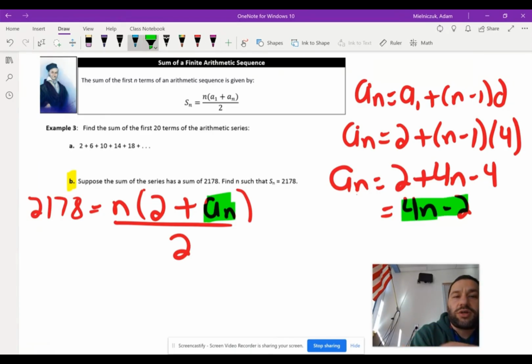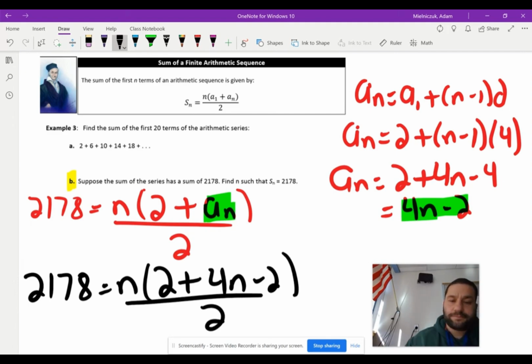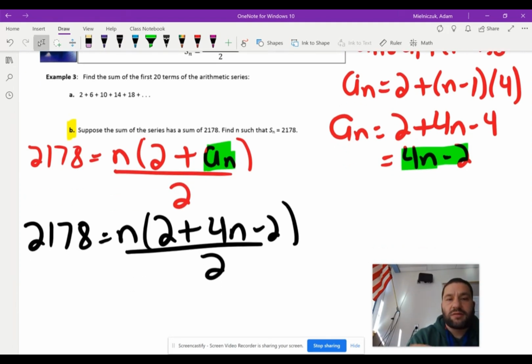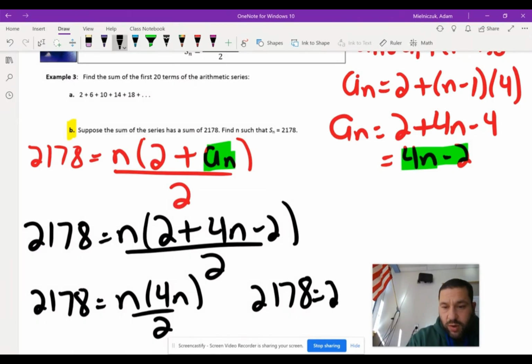So we can now put that in our equation. We can say 2,178 equals the number of terms times 2 plus 4n minus 2 all over 2. All right, well, let's think about this. The 2's are going to cancel each other, right? So we're going to get 2,178 equals n times 4n over 2, which we can say 2,178 is equal to 2n squared. Okay? 4n times n gave me the 4n squared, and then divide it by 2.